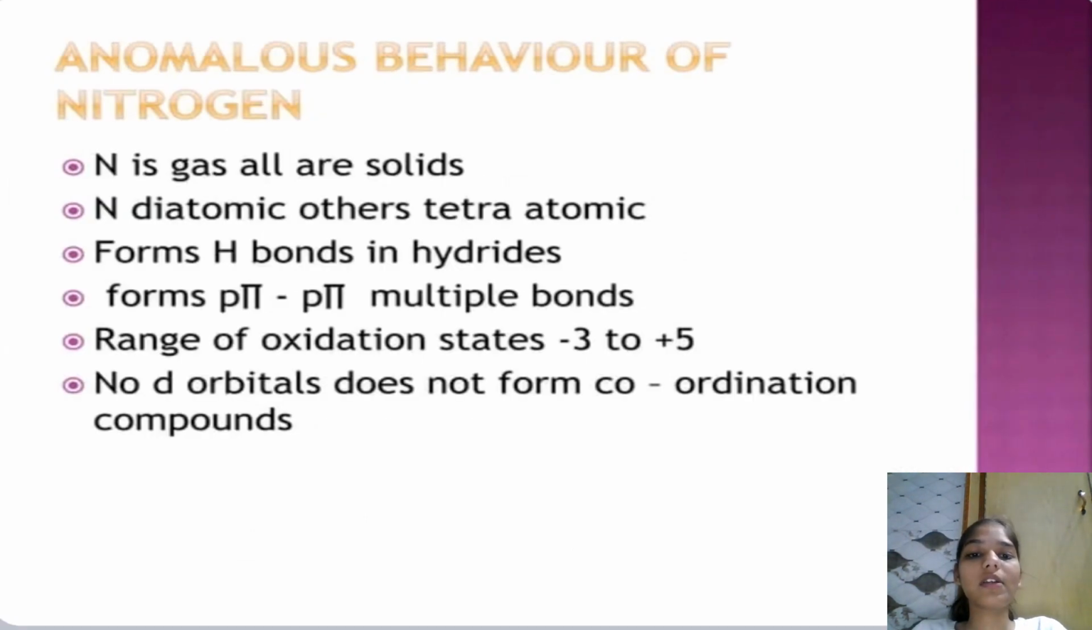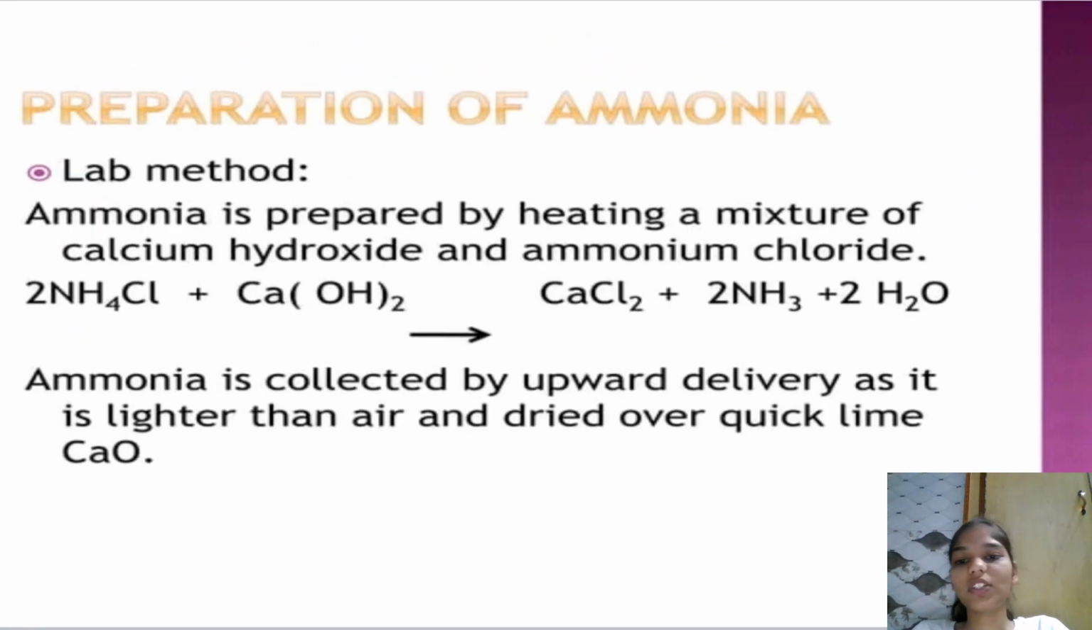Next is the anomalous behavior of nitrogen. Nitrogen is a gas, all others are solid. Nitrogen is diatomic while others are tetraatomic. Nitrogen forms hydrogen bonds in hydrides. It also forms p-pi multiple bonds. The range of oxidation states in the case of nitrogen is -3 to +5. There are no d orbitals in the case of nitrogen, so it does not form coordination compounds.